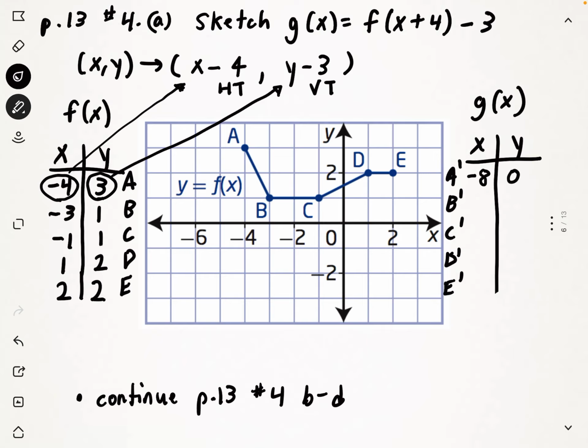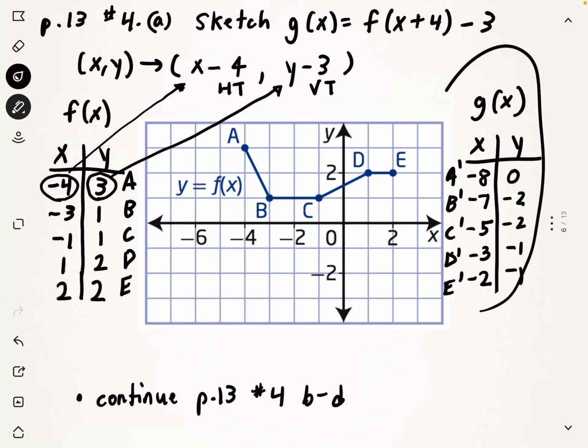I'll breeze through this a little bit. If you do that simple algebra, you're going to get these numbers right here for x. And then if I take all the y values and put them into the y part of the mapping notation, I'm going to have these numbers right here. Then I can take those 5 new points that I've created for g, and I can sketch those on my graph.